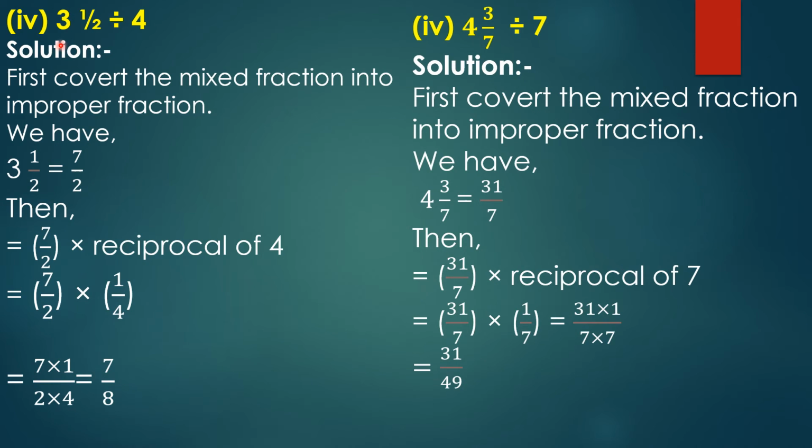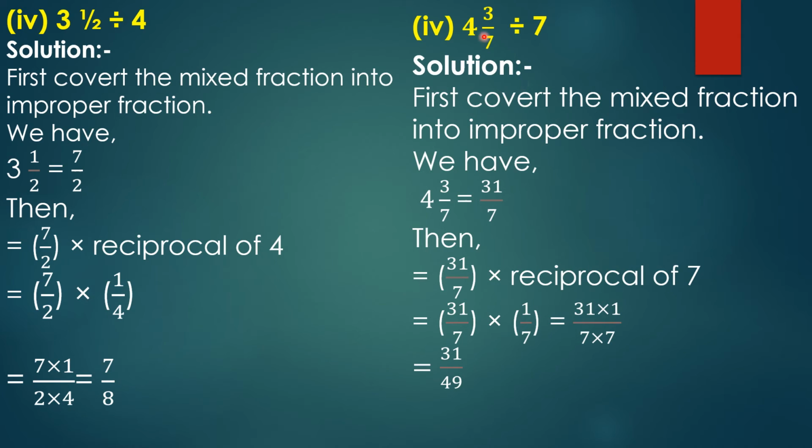The next one, 3 1 by 2 divided by 4. Here also we have a mixed fraction. So let us convert the mixed fraction into an improper fraction. 3 1 by 2 equals 7 by 2. Then converting the division into multiplication, the reciprocal of 4 needs to be taken. 7 by 2 into 1 by 4 is equal to 7 into 1 divided by 2 into 4, equal to 7 by 8. That is the answer.